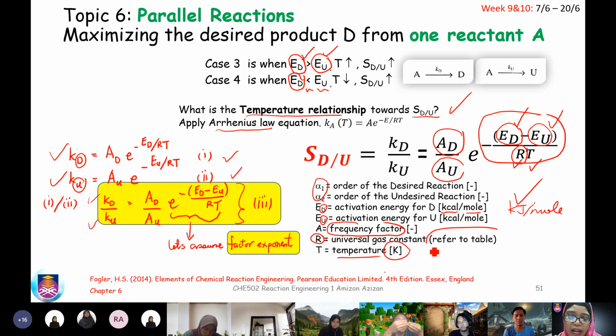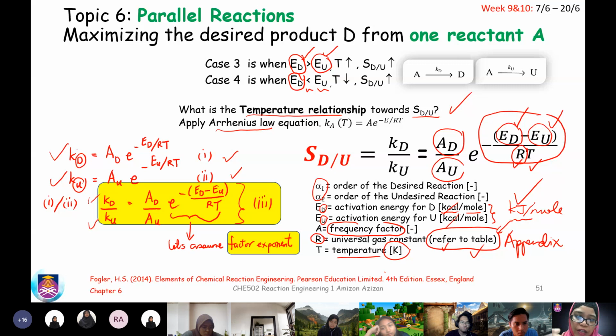Now look at the R. It says there, refer to table. Which table? You look at the table at the end of your textbook, which is the appendix for the universal gas constant. I wrote refer to table because here we use kilocalorie per mole, so you need to use the most appropriate units so that the units cancel out, according to calorie. If you use joule per mole, then of course you have to use a different value of R accordingly. I hope you understand that. If you don't, flip to the end of your textbook. You could see the various values for R available according to the different units.